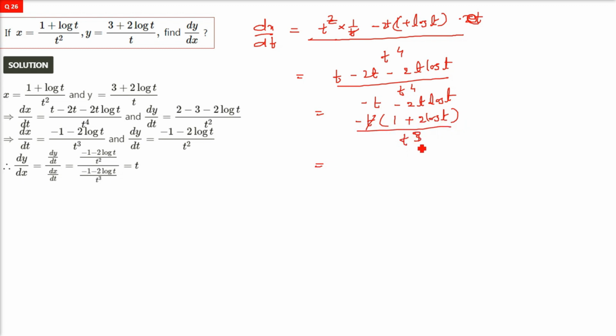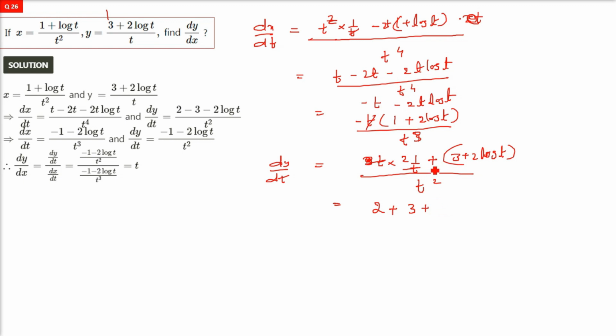But before that, let us find out your dy by dt. dy by dt is what? I am doing it directly. So t square, and t will be here, 3 is 0, 2 log t is 1 by t. So 2 times 1 by t will be plus 3 plus 2 log t, which will remain like that. And then we have 3 plus 2 log t and differentiation of t is 1. So 2 plus 3 plus 2 log t.